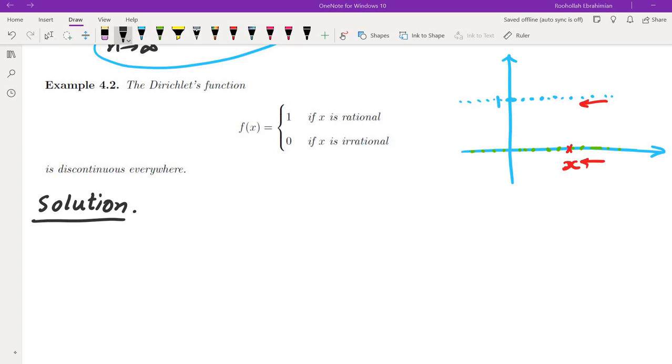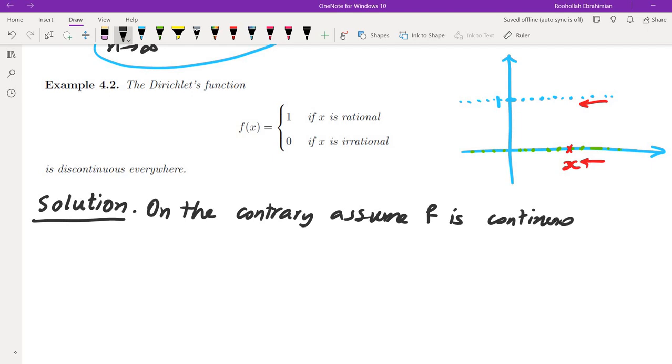Okay, so in order to show it is discontinuous, we are proving negatives. We are trying to prove it is not continuous. So proving negatives, it makes sense to use proof by contradiction. So on the contrary, assume f is continuous at some real number. Perhaps I will call that x naught.